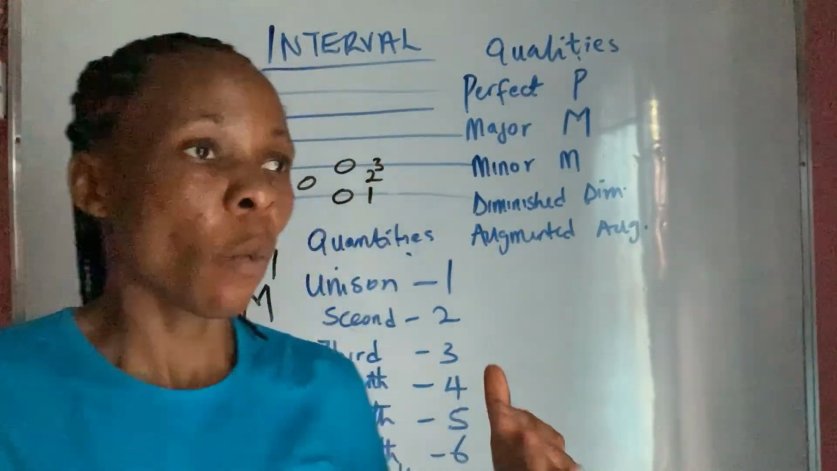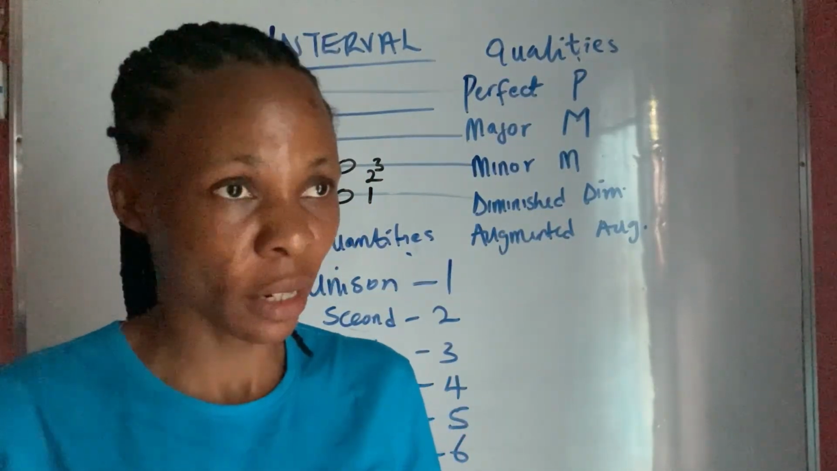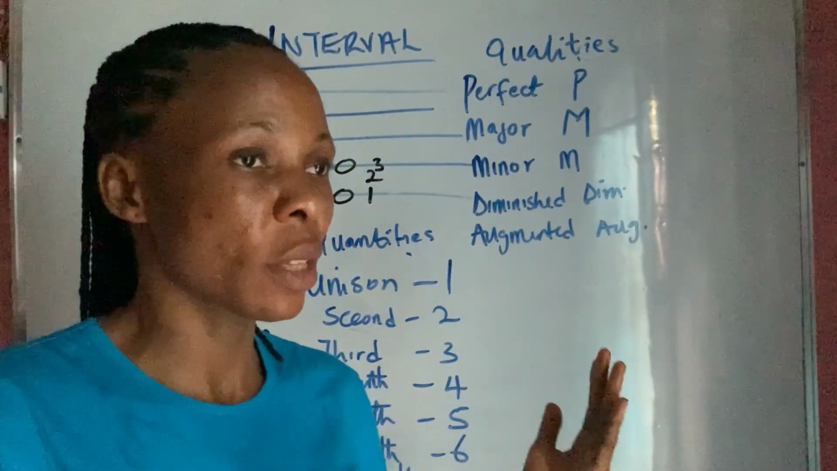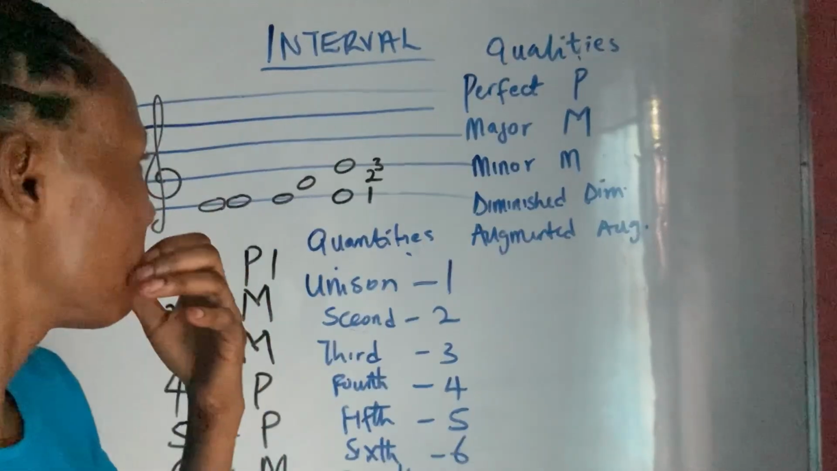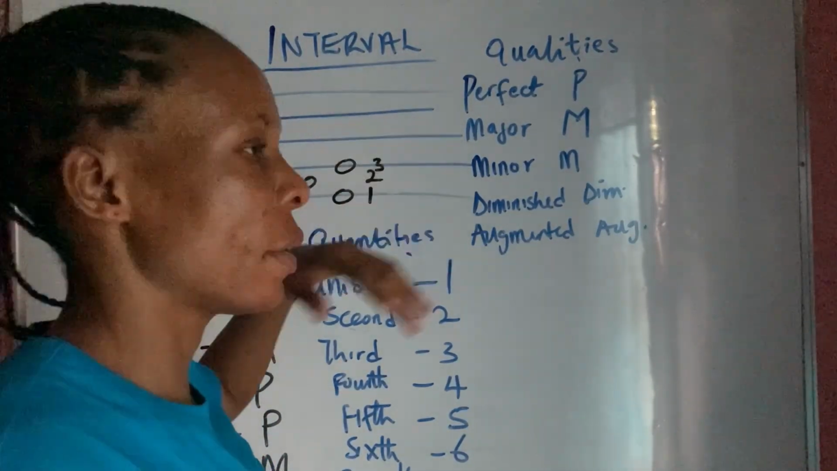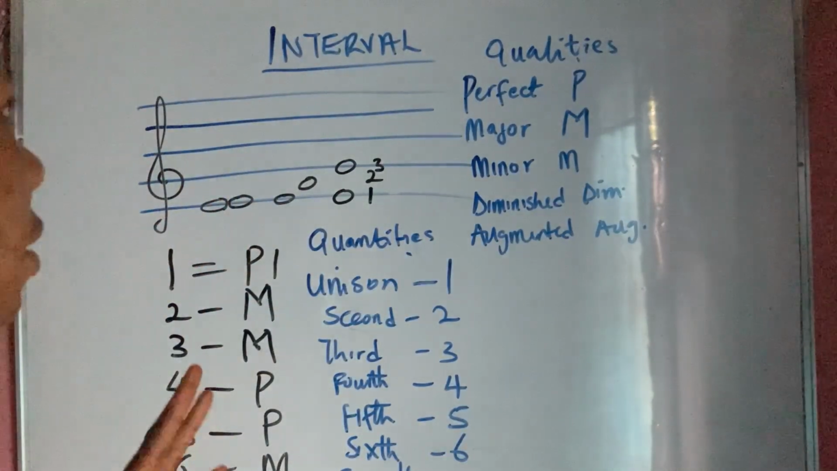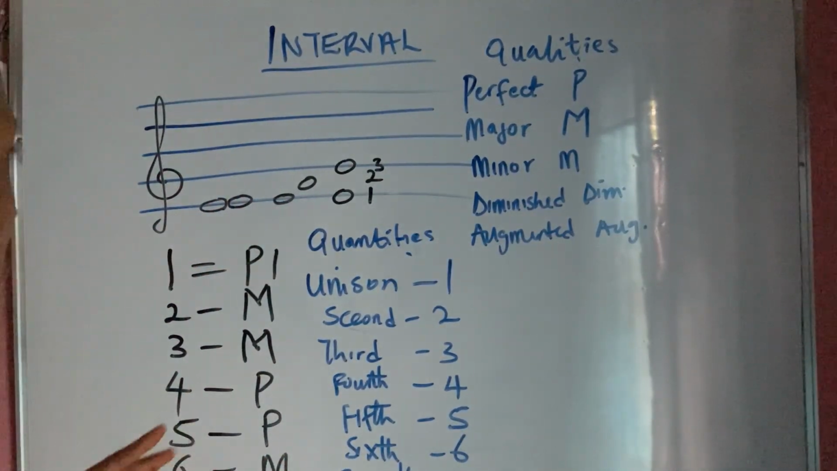Understand now? When a perfect is increased, it gives you augmented. Same thing with a major. Perfect gives you diminished, major will give you minor. Both can give you augmented. I've explained the qualities and the quantity.